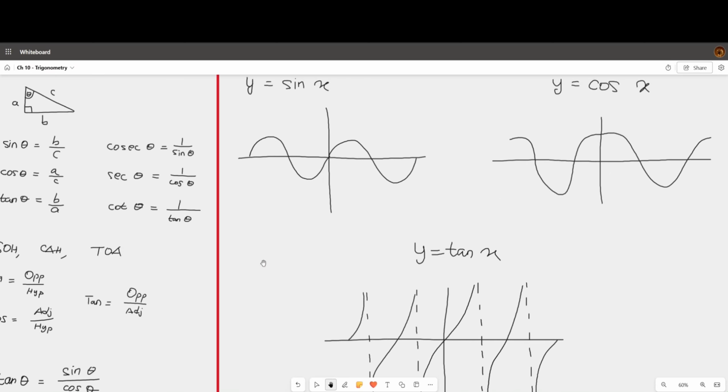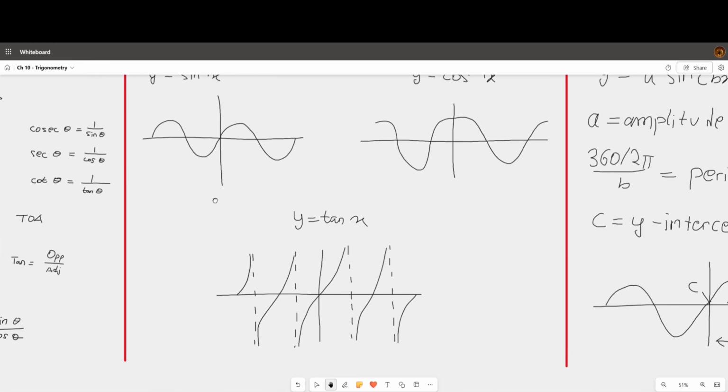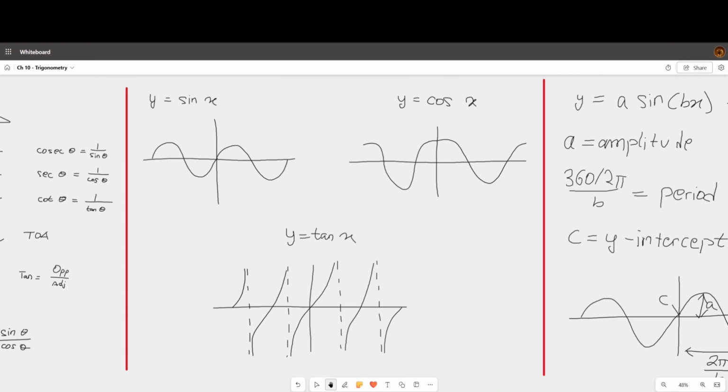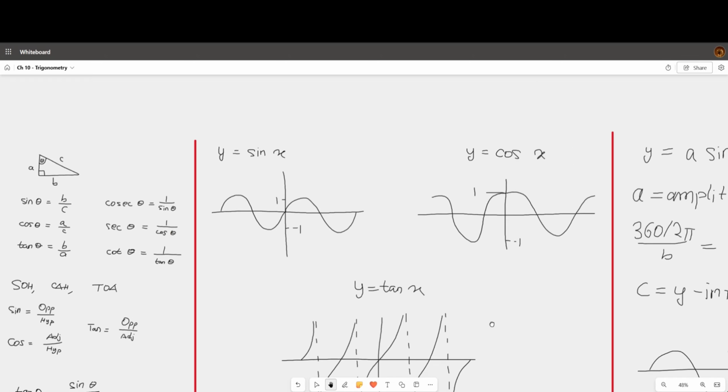Right. Moving on to the graphs of the trigonometric functions. Here we have y is equal to sine x, y is equal to cos x, and y is equal to tan x. I haven't actually labeled the axes here, but basically the range of the sine x function is 1 to -1. Same with cosine. And then tan x just has a range of positive infinity to negative infinity, and we'll talk about these dashed lines in a second.